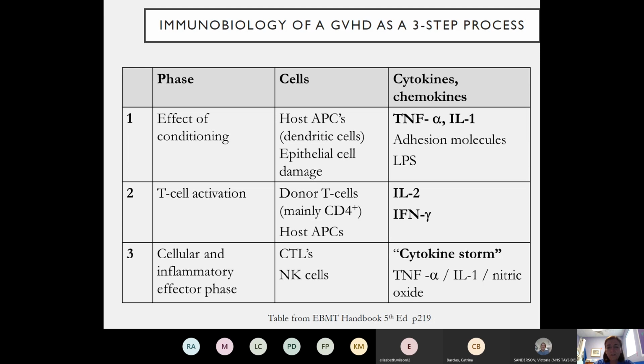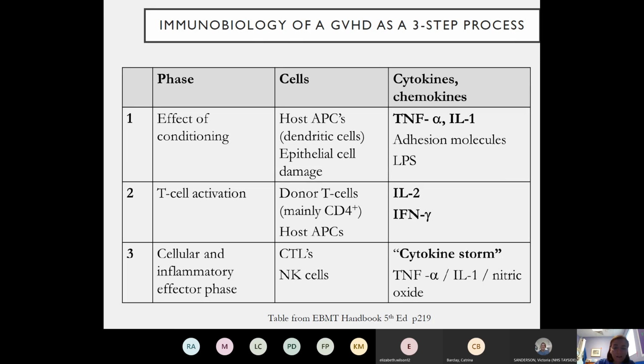So phase 1, remember, is the effect of the conditioning. And the effect of the conditioning is to cause mucositis or hepatitis or any sort of inflammatory epithelial damage. And the host's antigen presenting cells then take a bit of that damaged tissue, present it, and cause the production of cytokines and chemokines, adhesion molecules, and lipopolysaccharide.